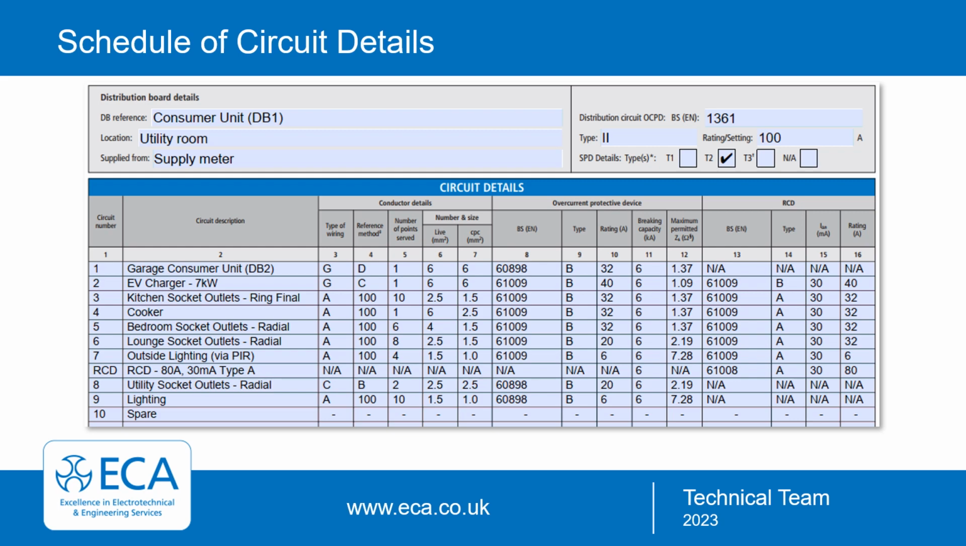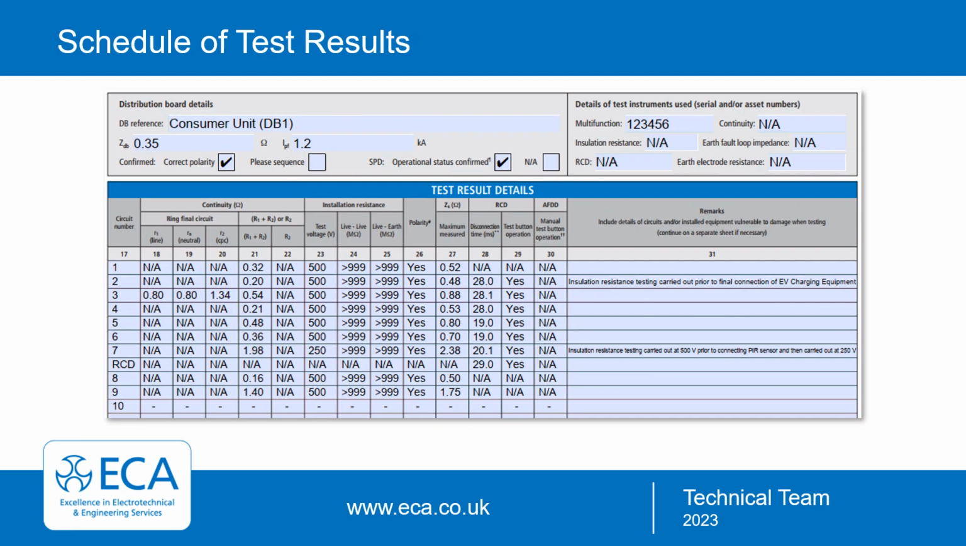This schedule of circuit details can be used in O&M manuals, domestic handover packs, or consumer unit distribution board legends, so it's useful now being split over 2 pages. And now we'll look at the second part of the form, the schedule of test results. This is now on the second page.